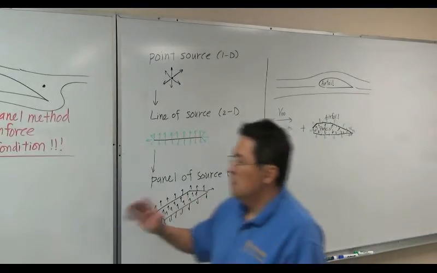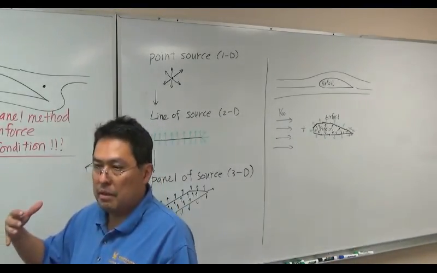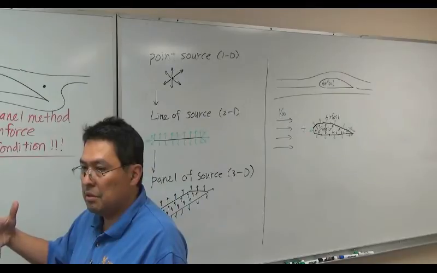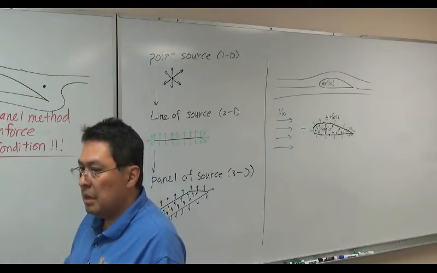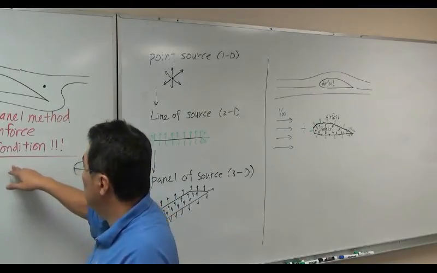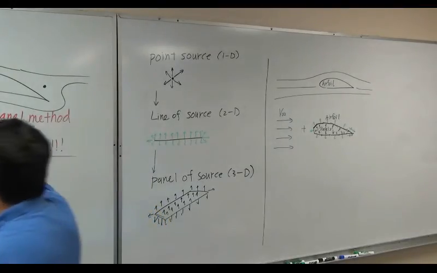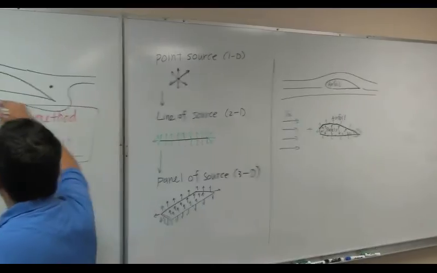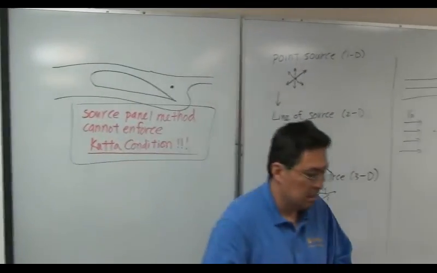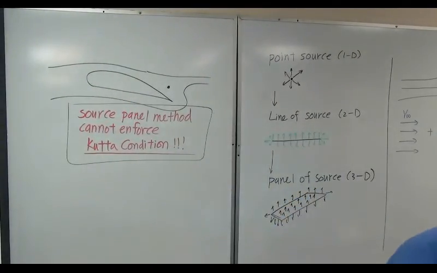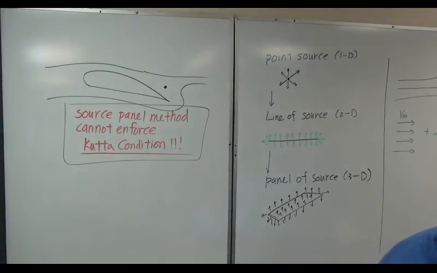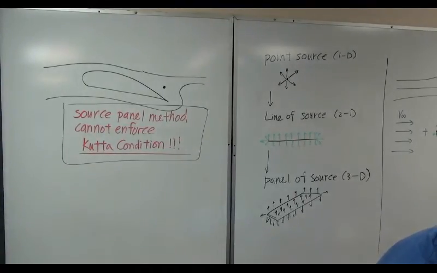You can never do it mechanically, it's not mechanical because you're talking about mathematics. Mathematically speaking, it is impossible to enforce the condition for source panel method. Well, that's why people really don't use source panel method. Okay? So let's go back and close this MATLAB code.